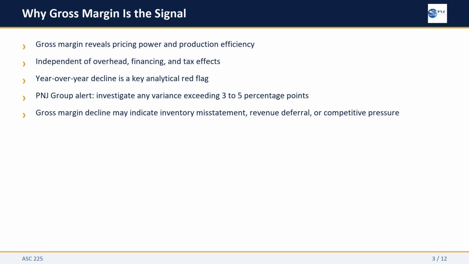Here is why gross margin matters so much. It is the one place on the income statement where you can isolate the relationship between what a company charges and what it costs to deliver. No overhead, no financing, no taxes, just that core engine. When gross margin declines year over year without explanation, the handbook is direct about the possibilities: inventory misstatement, inappropriate revenue deferral, unrecorded COGS, or a deteriorating competitive position. PNJ Group flags any unexplained gross margin variance exceeding 3 to 5 percentage points for investigation.